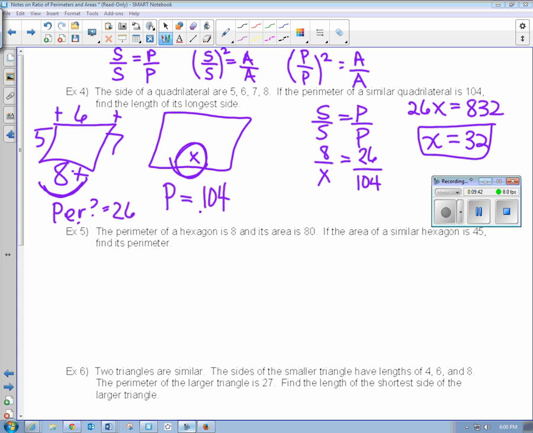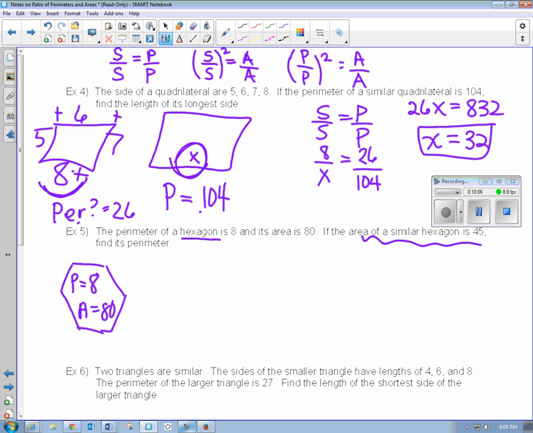Question number 5, perimeter of a hexagon. So they're talking about a hexagon here. You're supposed to remember that that has 6 sides, so there it is. Not fancy, you know my artwork is less than perfect. It's telling me the perimeter here is 8, and its area is 80. It says we have a similar hexagon with an area of 45. So I'm going to draw a similar hexagon. And my area here is 45. And it's asking me what its perimeter is.